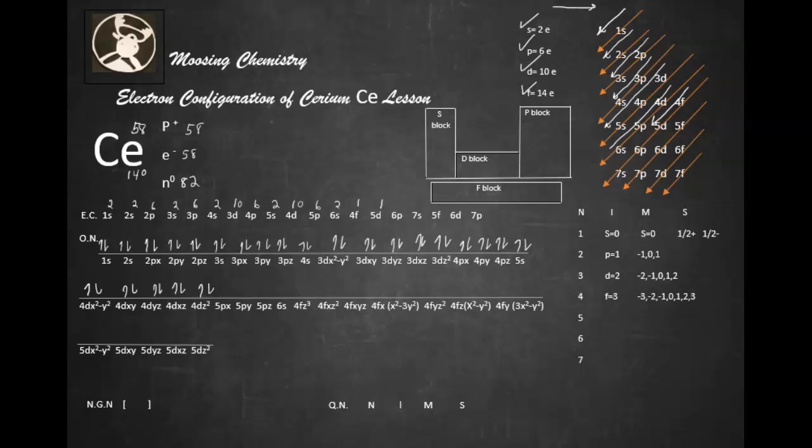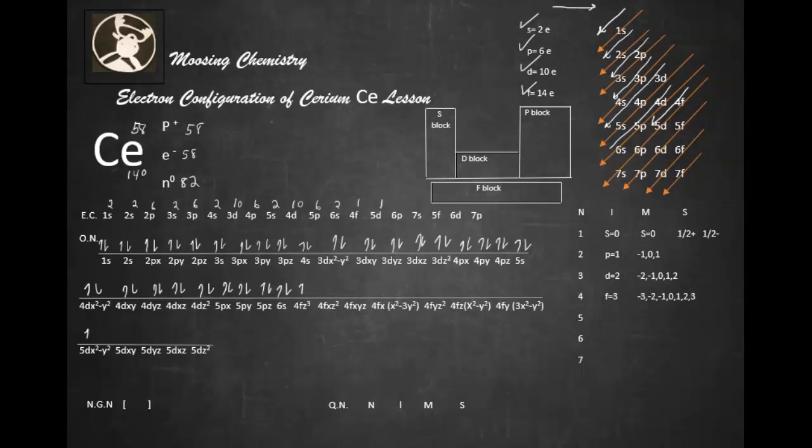And then, of course, 5p6: 1, 2, 3, 4, 5, 6. 6s2, go up, go down. Then 4f1 right there, and then we give 5d1 also. And there are your 58 electrons.